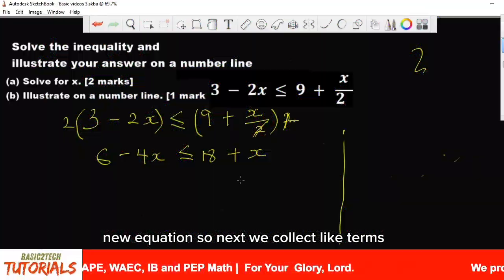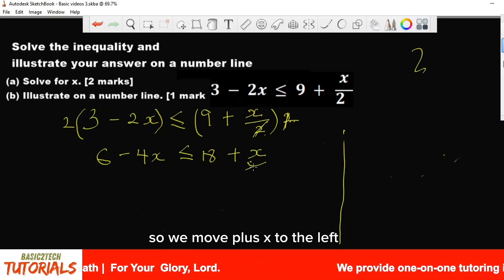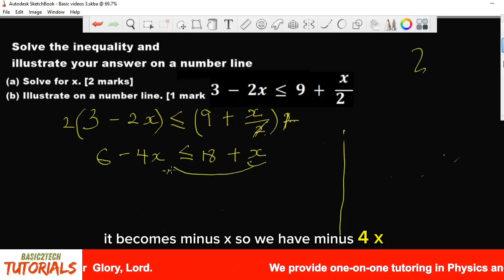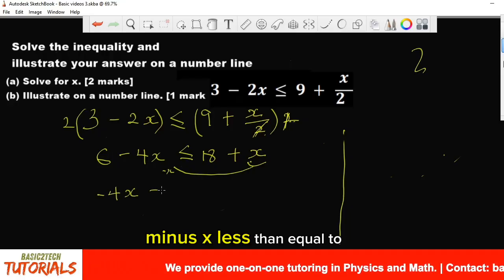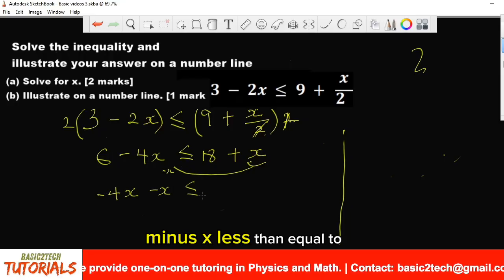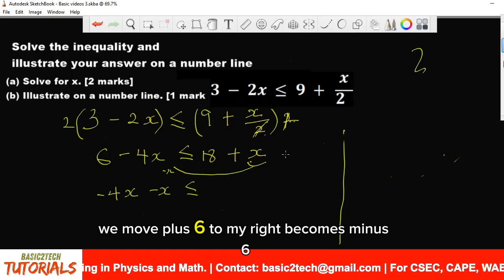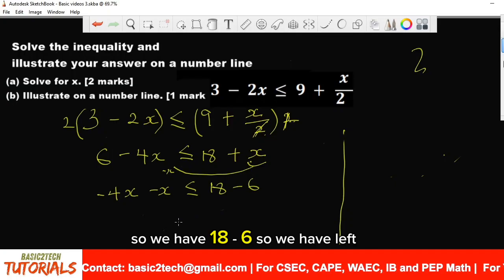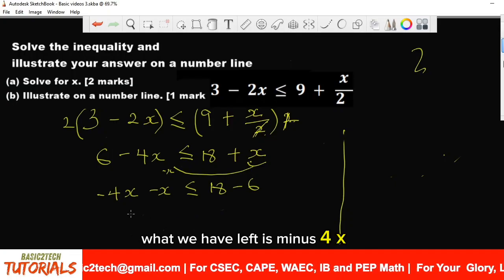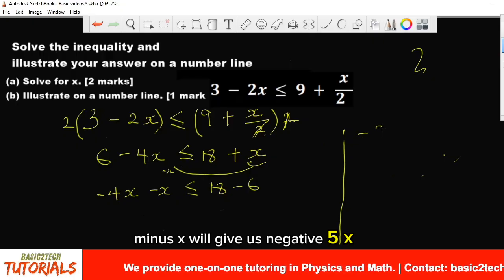So next we collect like terms. So we move plus x to the left, it becomes minus x. So we have minus 4x minus x less than or equal to. We move plus 6 to the right, it becomes minus 6. So we have 18 minus 6. What we have left is minus 4x minus x will give us negative 5x.